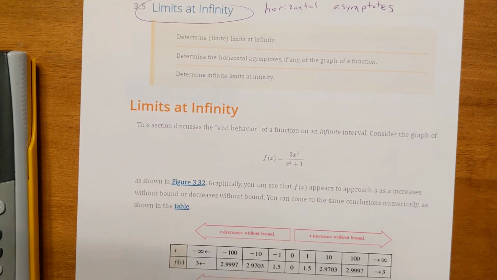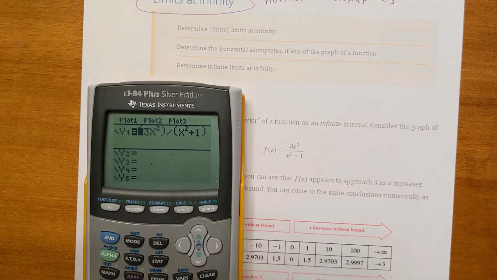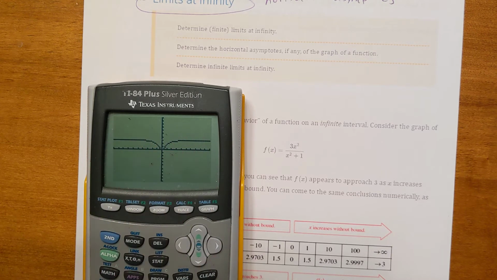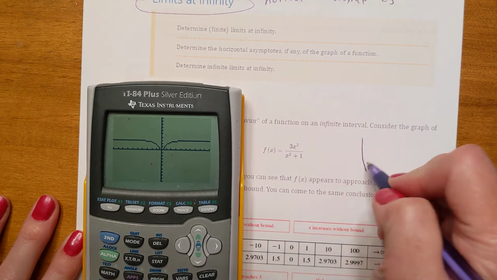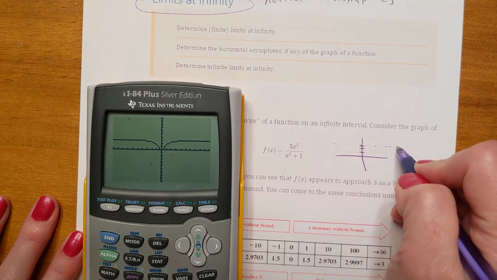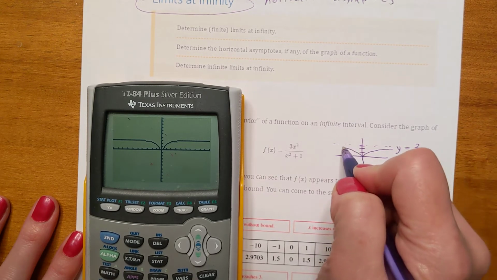Okay, so this section discusses the end behavior of a function on an infinite interval. Consider the graph of f of x equals 3x squared over x squared plus 1. If you put that in your calculator, 3x squared over x squared plus 1, and hit graph, you'll see that it comes into 1, and then it almost makes a straight line up there at the number 3. It comes really close to being 3, but it never crosses 3. So 3 is a horizontal asymptote at y equals 3. And it's coming down into 0, and then it comes back up.